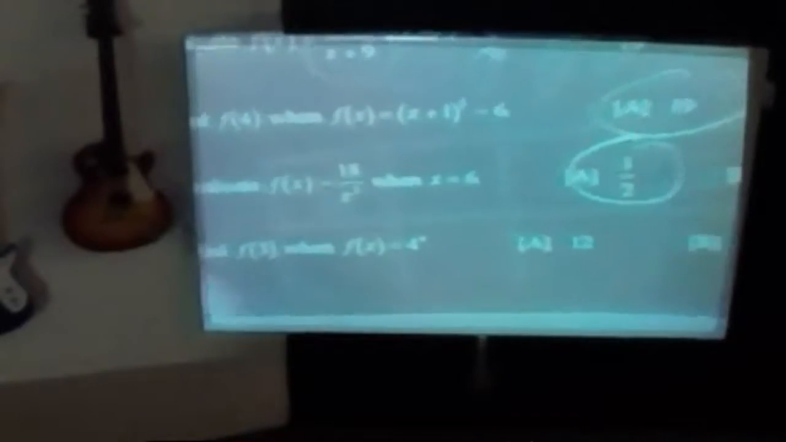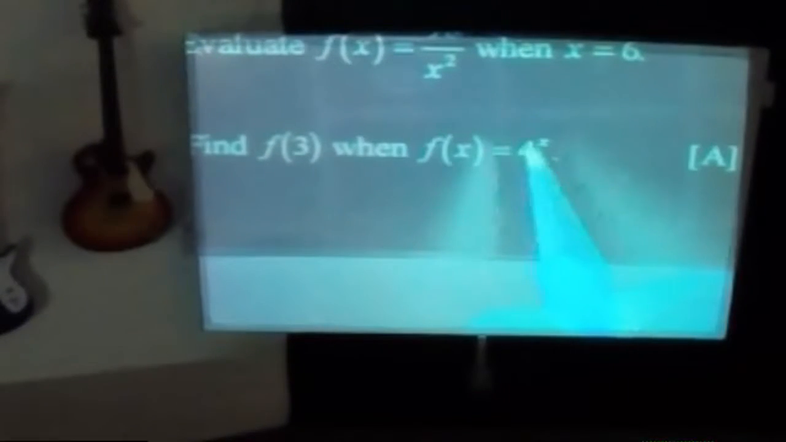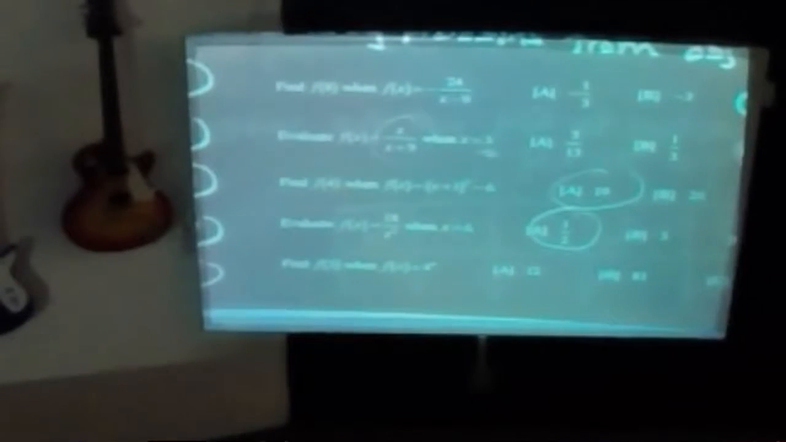This last one, your x is the exponent. So instead of 4 to the third, if I want f of 3, we're going to do 4 to the 3. Do you know how to put that into your calculator? Hit that one right there. There's your 4 to the 3. That allows you to get in the exponent spot and put whatever you want up in there. The answer is 64.